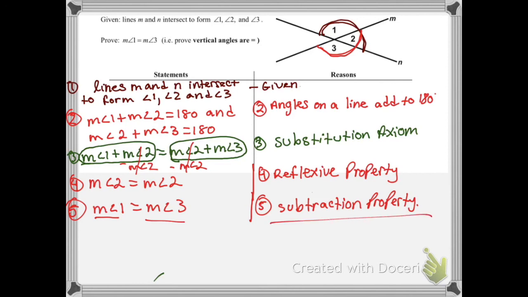Okay? And hey, is it true that I proved what I wanted to prove? Yes, I proved that vertical angles are equal. Angle 1 and angle 3 are vertical. Yes? So I could do the same exact proof if, say, I had here a 4. I could prove that the measure of angle 2 is also equal to the measure of angle 4.